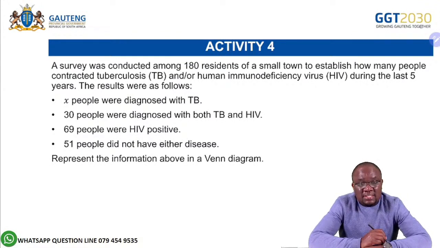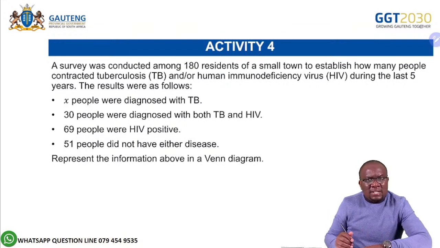A survey was conducted among 180 residents of a small town to establish how many people contracted tuberculosis and or human immunodeficiency virus during the last 5 years. The results were as follows. X people were diagnosed with TB. Then 30 people were diagnosed with TB and HIV. 69 people were HIV positive. 51 people did not have either disease. Represent the information in a Venn diagram.